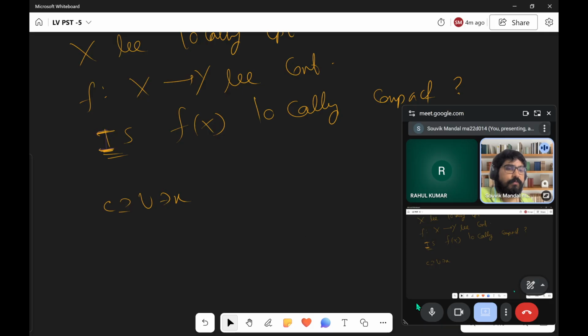Why is f of U open? I mean, f of C is compact. Understand? But why is f of U open? Because U is open and f is continuous, so f of U is open. But if it's a continuous map, it's not necessarily an open map, right? Correct? Okay, sir.